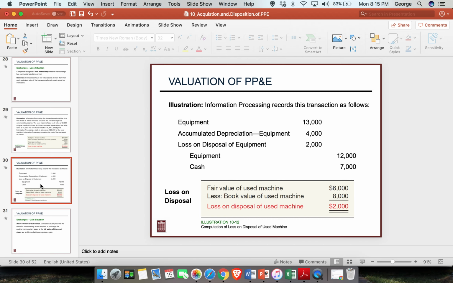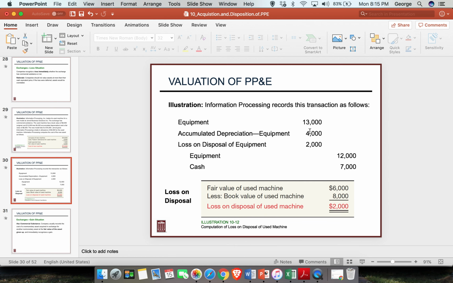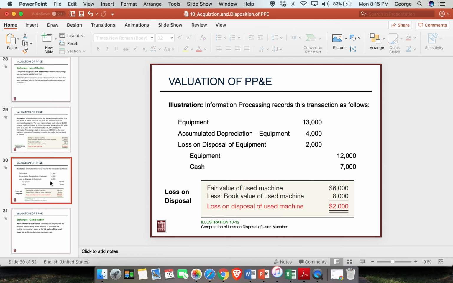Next, get rid of the old cumulative depreciation. There's cumulative depreciation of $4,000 on the books, so I'll debit cumulative depreciation for $4,000. The equipment that I'm getting rid of had an original cost of $12,000. Our cash payment was $7,000, and the loss is $2,000 because the fair market value of this asset is $6,000 and the book value of the used machine is $8,000. So I've got a loss on disposal of used machines of $2,000.